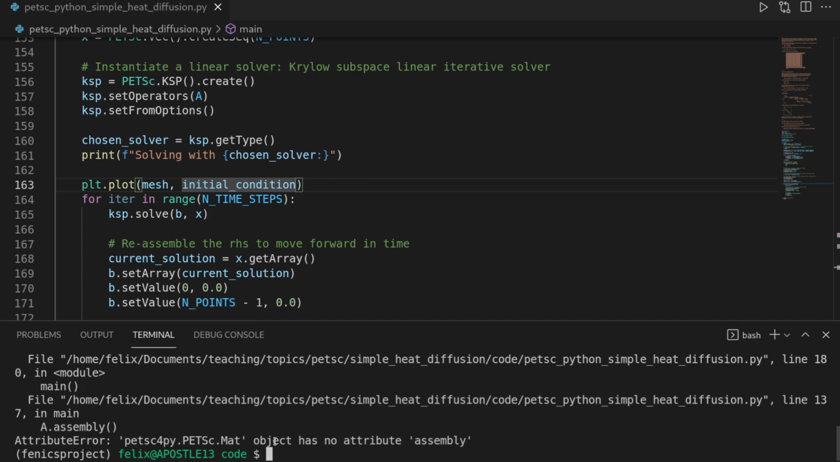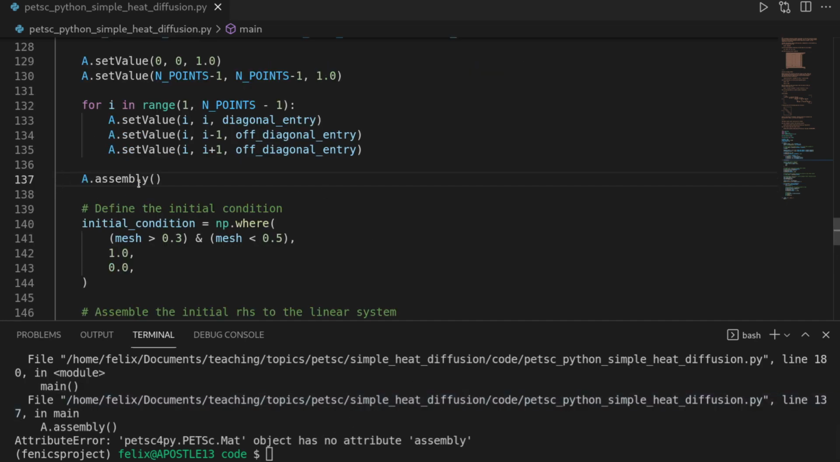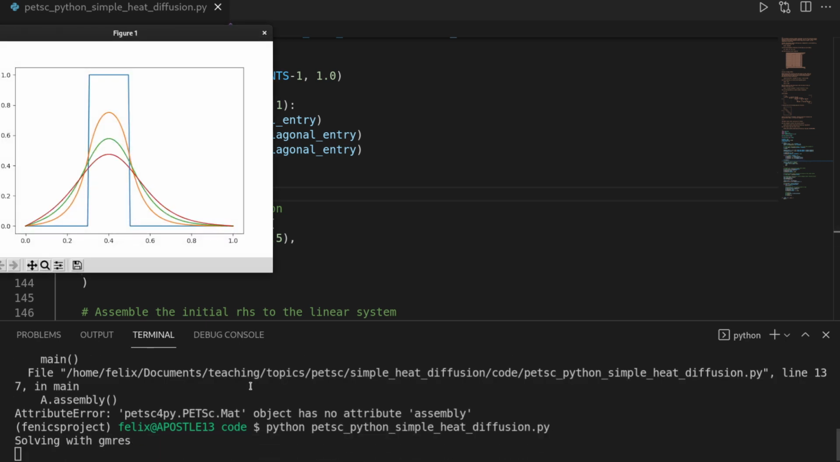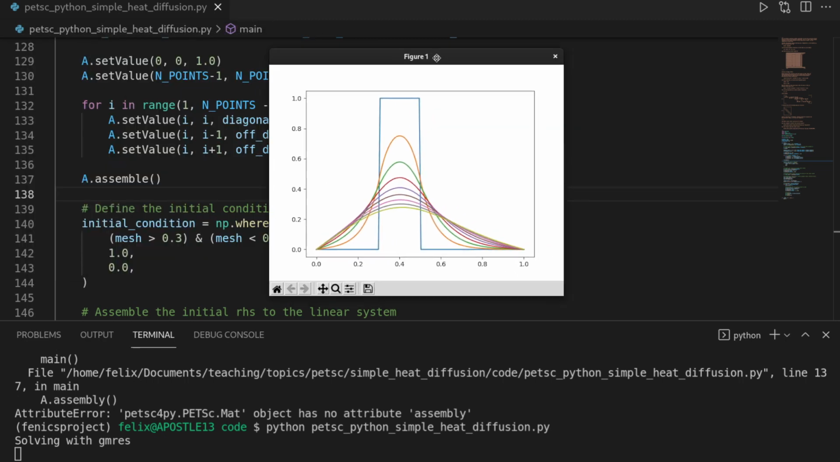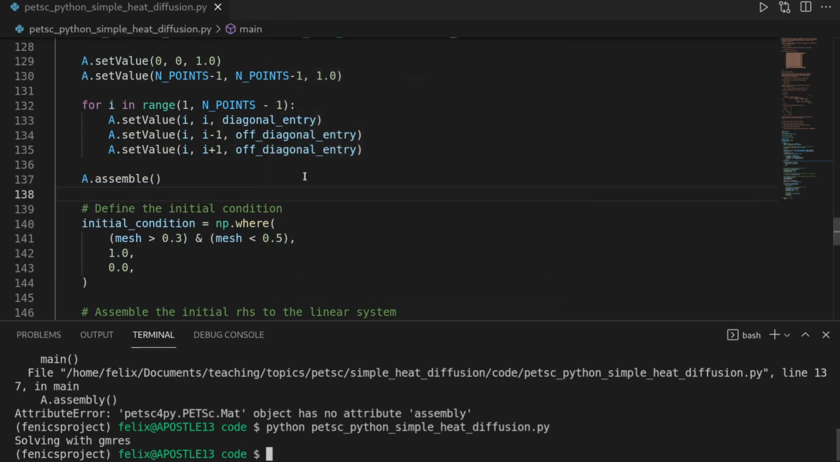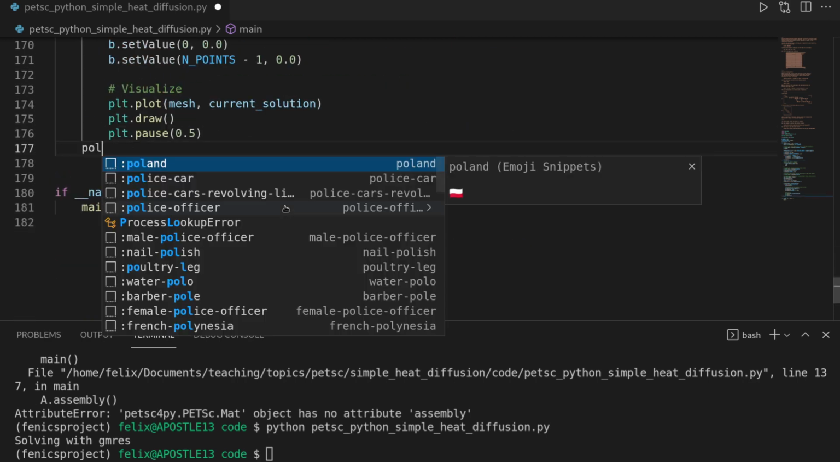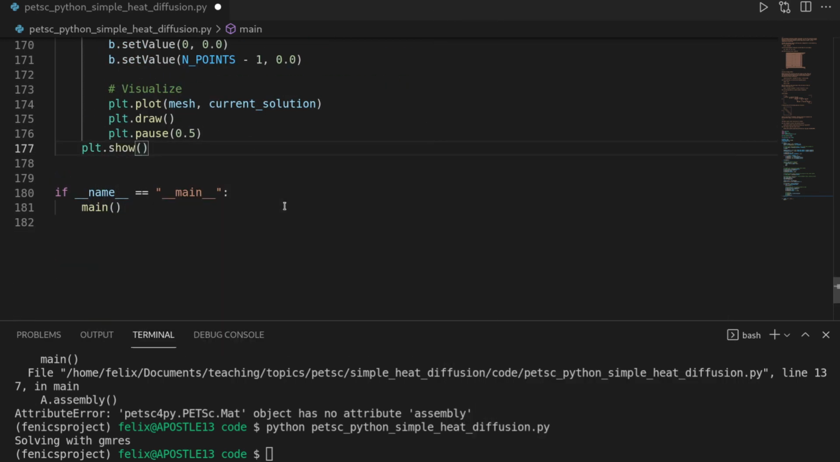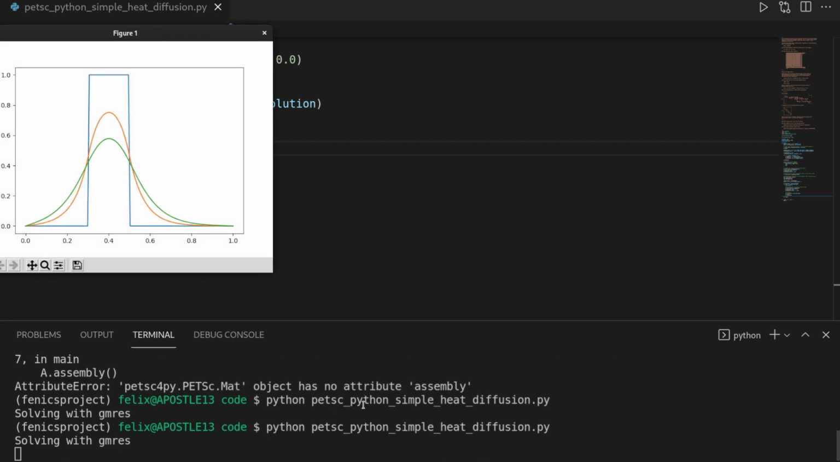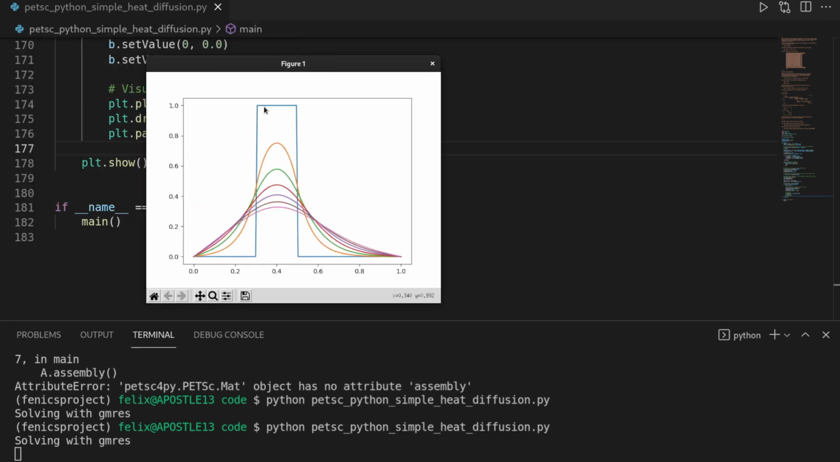And of course, I made an error. Let's see. Okay, it should of course be assemble, not assembly. Let me check. And here you go, that's the solution you've seen in the intro. So basically what we see is that, oh well, maybe we should add a plt.show in the very end in order that our file keeps running. And then let's re-execute. And basically you see in different colors the values at different time steps.